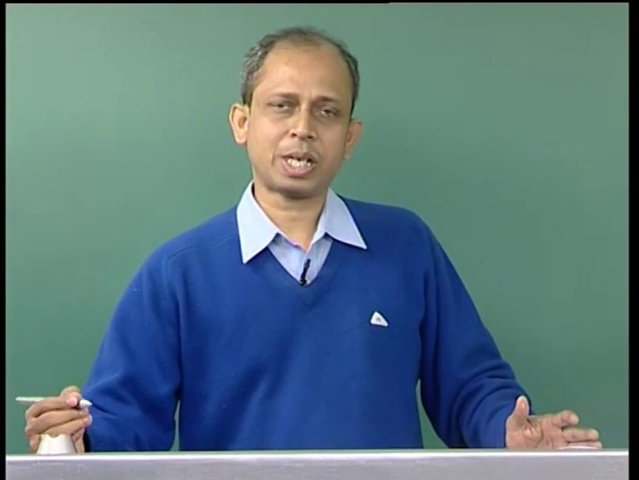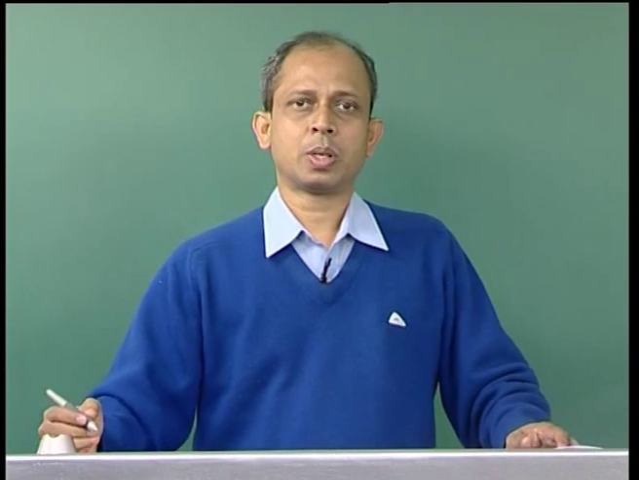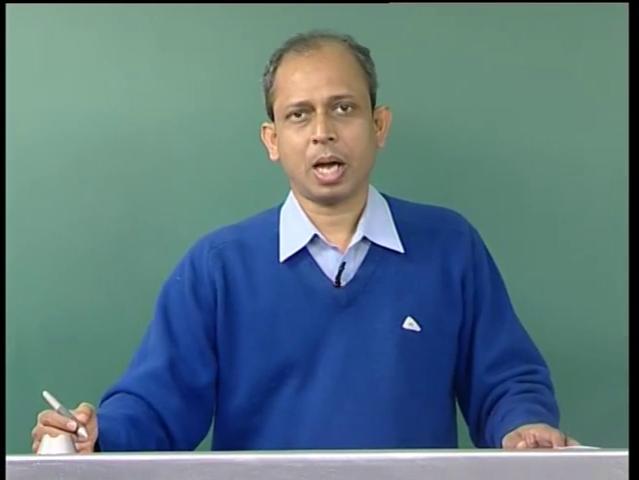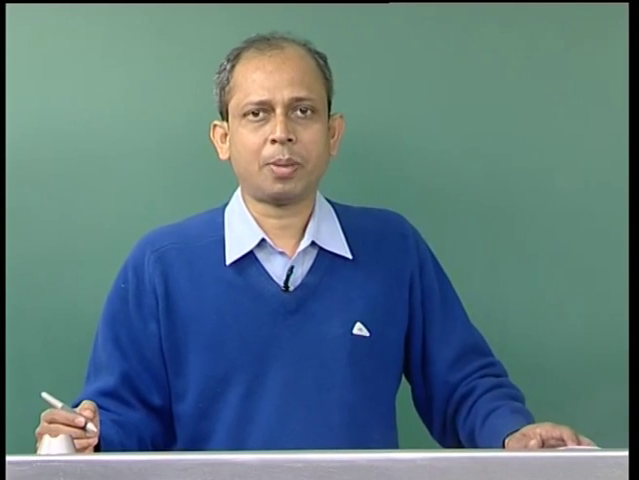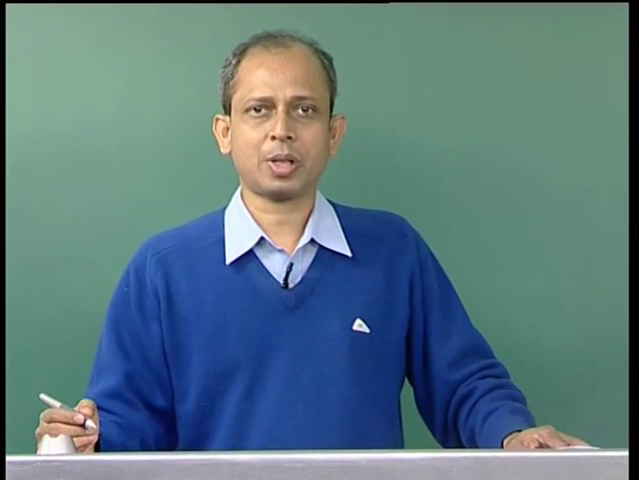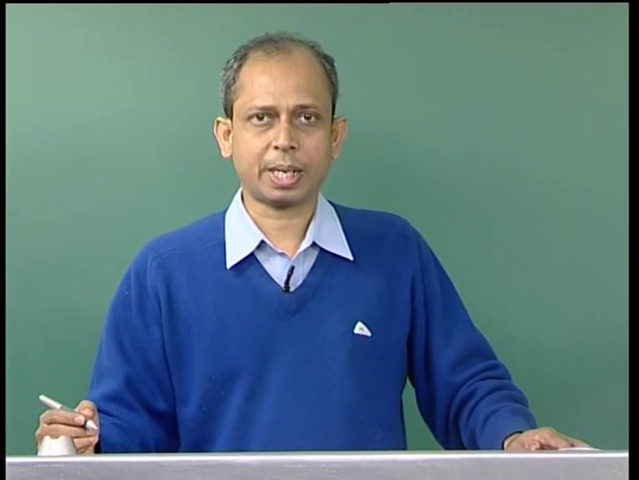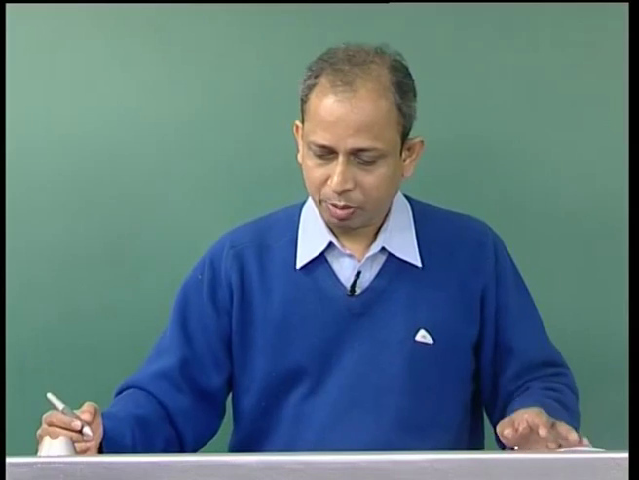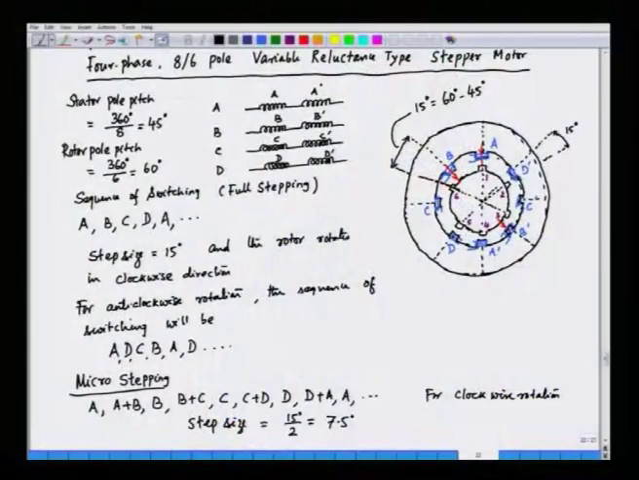So, in the last lecture we were discussing a 4-pole stator and a 6-pole rotor variable reluctance type stepper motor. Let us have a look at it once again. Now, this is the stepper motor cross section that we were discussing in the last lecture. This is the stator, which has got 8 poles.